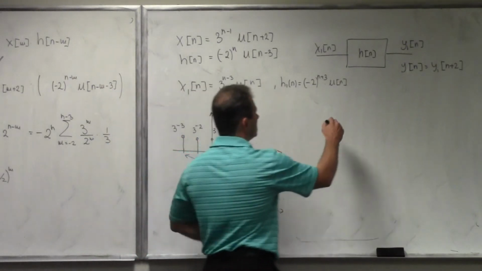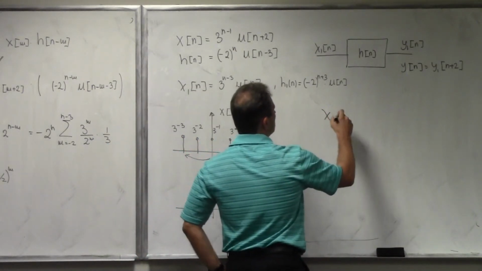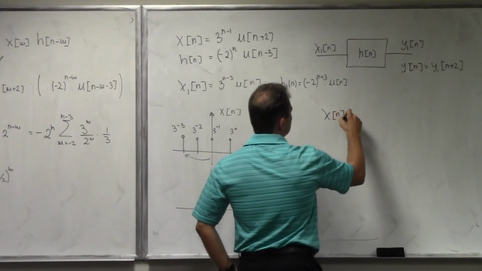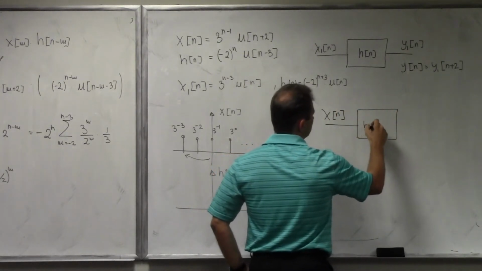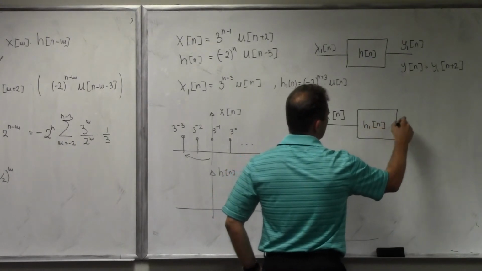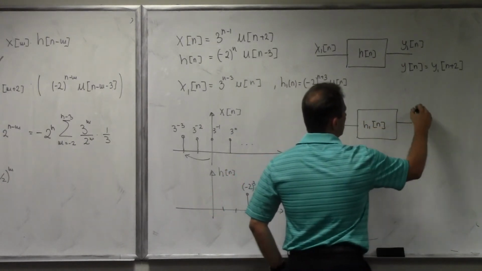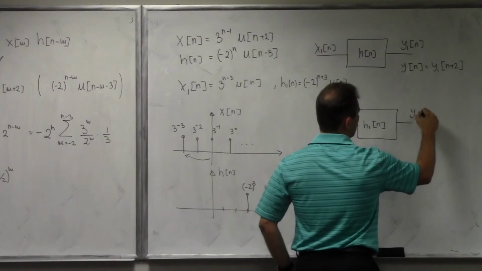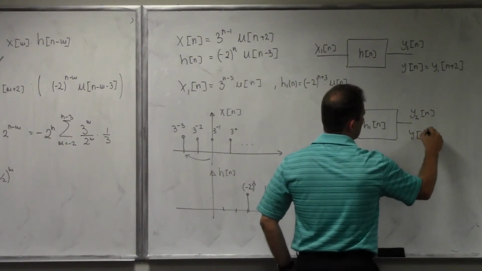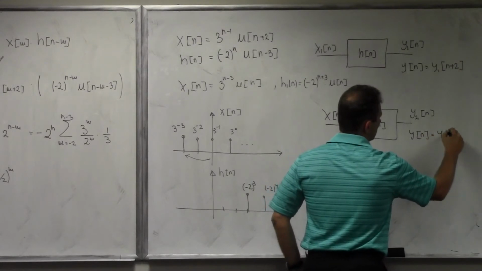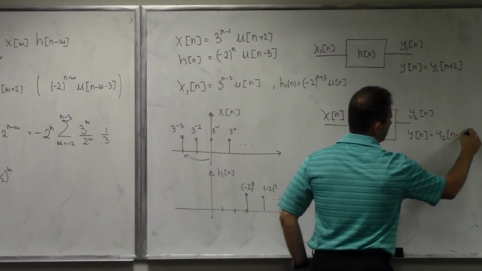So if I have, let's say here, x of n, and I put that through h1 of n, and I get some y2 of n, then really y of n is going to be y2 of n minus 3.